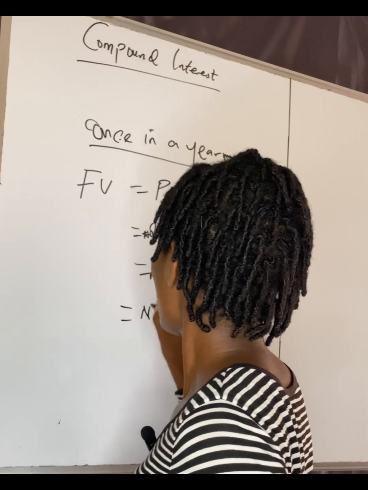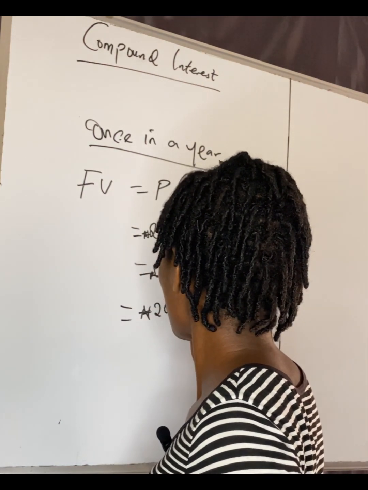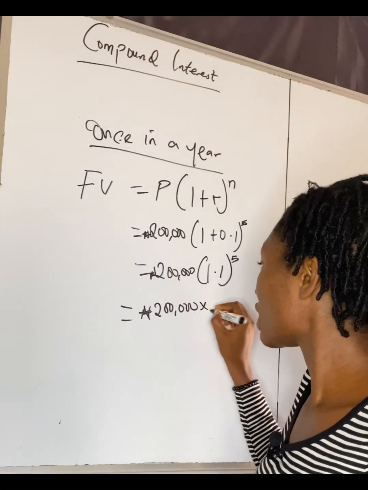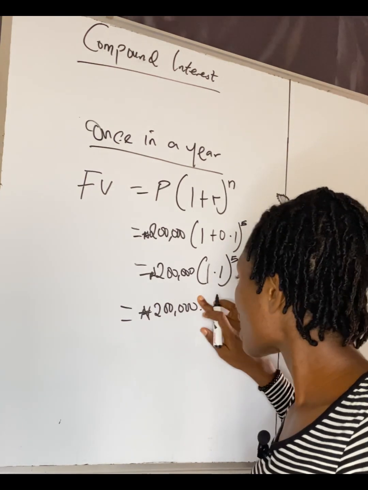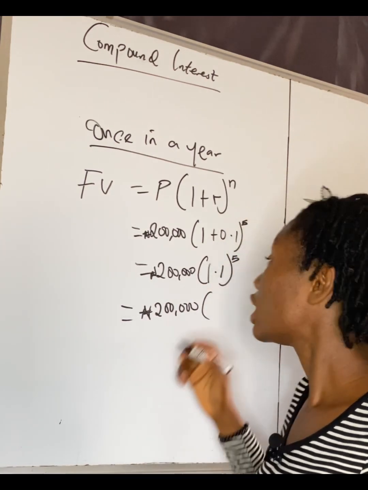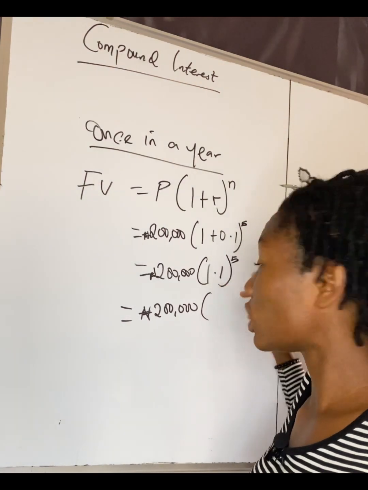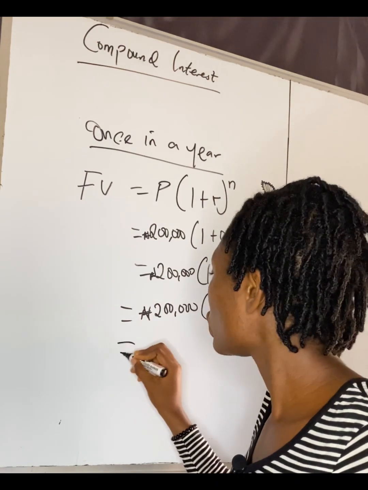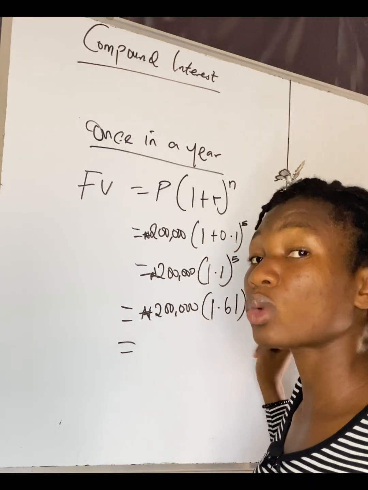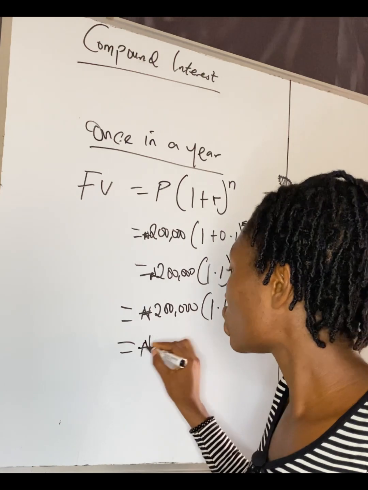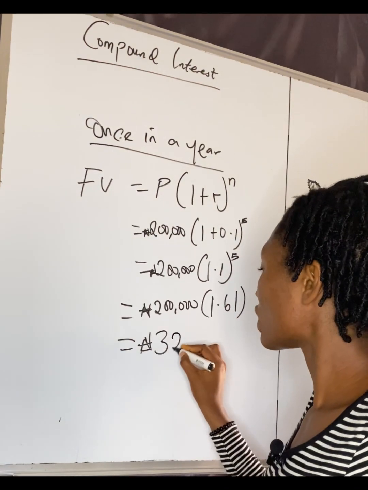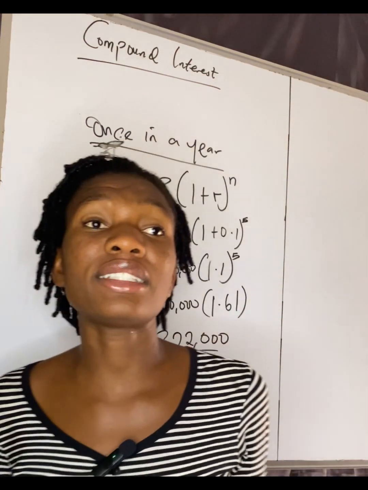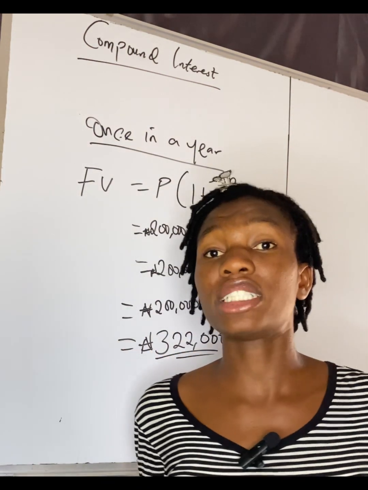Now the next thing we'll do is to check for the raised to power. We are going to be solving 1.1 raised to power 5. We're bringing our multiplication, or we can still use our bracket for multiplication. So 1.1 raised to power 5, we have 1.61, to 2 decimal places. That means our future value, when we multiply 1.61 by 200,000, will be 322,000 naira.